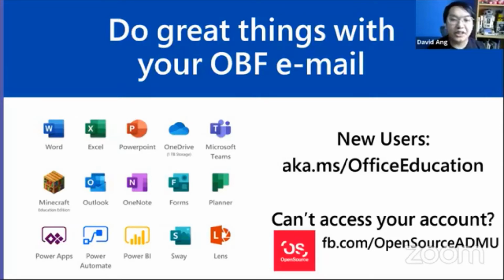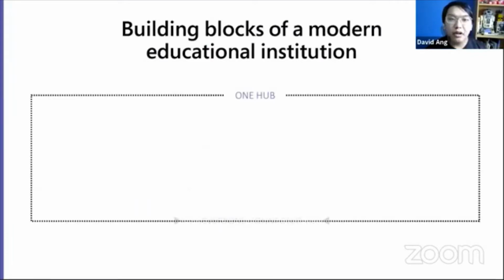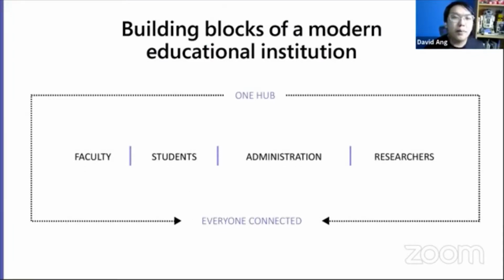And if you can't access your account, if you're an upperclassman with difficulty accessing your account, please go to fb.com/open-source-admu and just message the page, and they'll be more than happy to reset your password and guide you through everything. All right. So first, let's just talk about the building blocks of a modern educational institution.